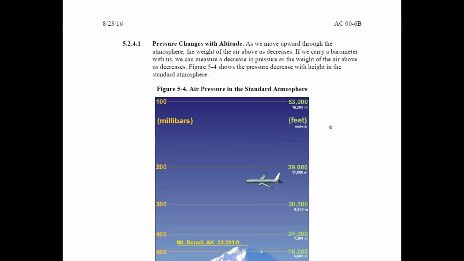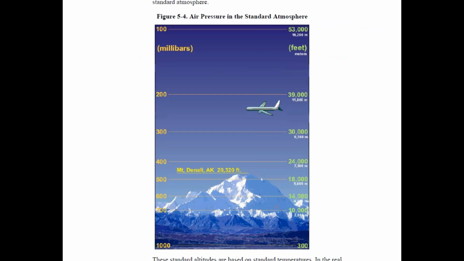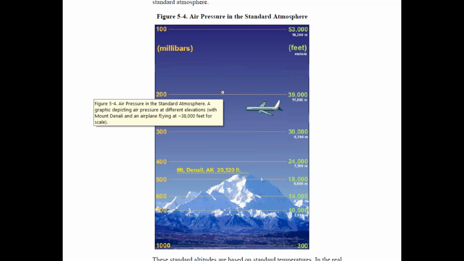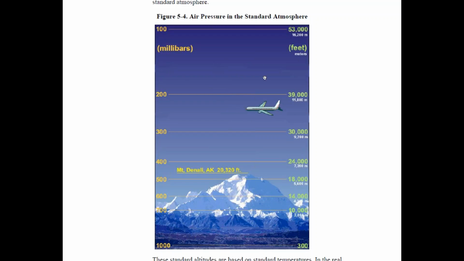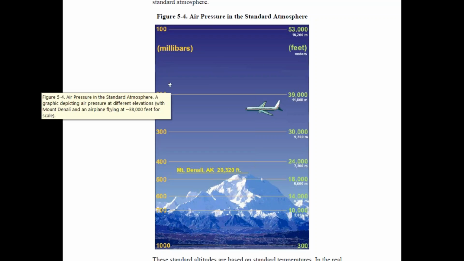As we move upward through the atmosphere, the weight of the air above us decreases. If we carry a barometer with us, we can measure a decrease in pressure as the weight of the air above us decreases. This is basically just showing, as an aircraft flies higher, the air is less dense, which, going back to what we were talking about earlier, as an aircraft goes to cruise altitude, you try to get as high as you possibly can in order to get into the less dense air to have better performance, better fuel burns.